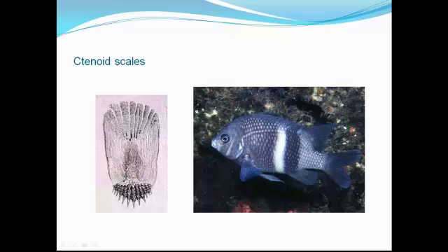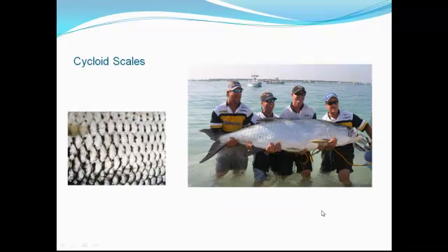Ctenoid scales have a toothed outer edge and are usually found on fish with spiny fin rays, such as the bass. And then cycloid scales have a smooth outer edge and are most common in fish with soft fin rays, such as the salmon and carp.